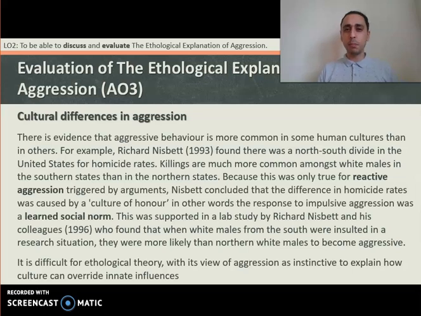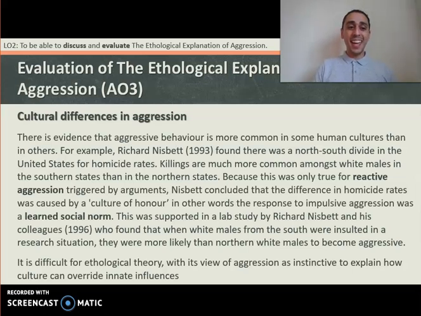So Nisbet, what's the plan for your study? Basically, I'm going to get a load of white dudes, some from the north, some from the south. I'm going to insult them and see how they react, and see which ones react worse. The ones from the south apparently were a lot more aggressive. Good luck with that, mate.